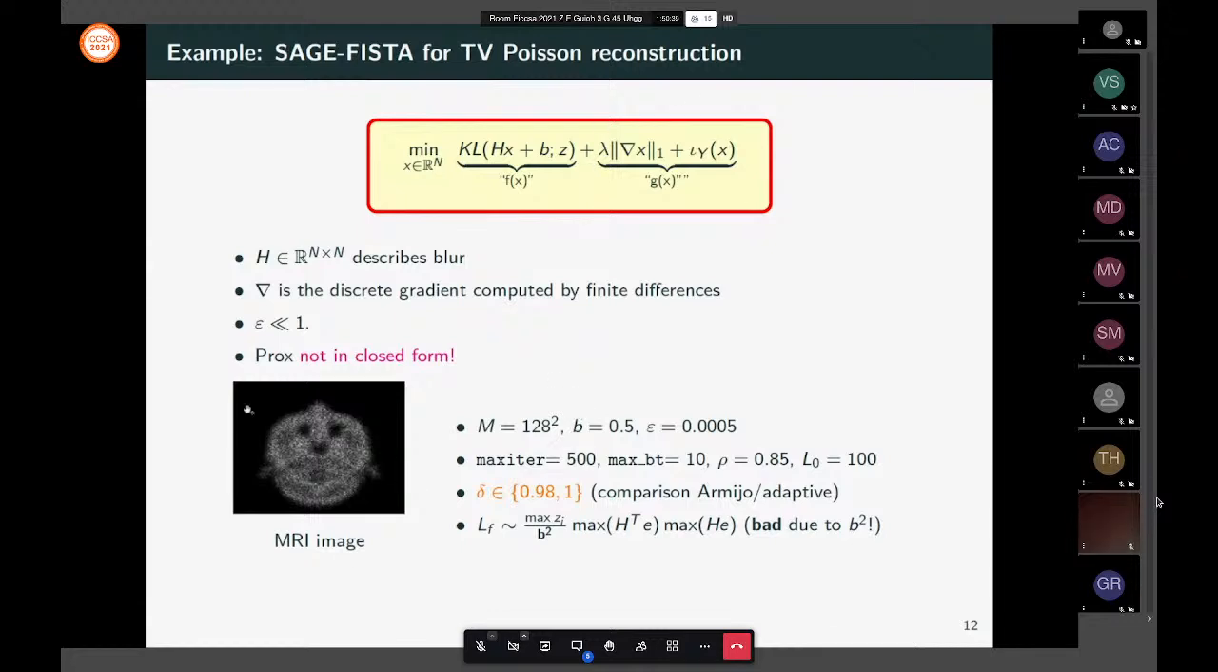Basically, we apply our algorithm to solve the deblurring problem to this type of images where you have Poisson noise and Gaussian blur for some fixed background. And let me comment that here the estimation of the Lipschitz constant is typically very bad due to the fact that at the denominator you have a b squared term, and when this is very small, it makes the estimation very large, so your step length is typically very small. So having some backtracking here is really beneficial.